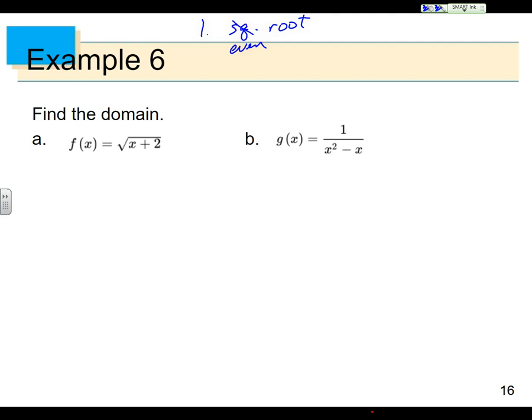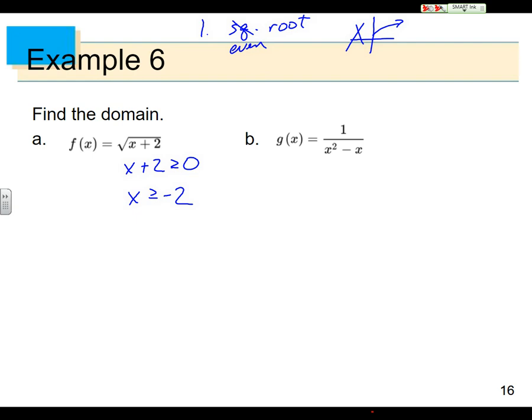If I have an even root, remember this is later on, but that's just going to be the graph of a swoop. Right? The graph of a swoop cannot go over here into the negatives, meaning that whatever is underneath my square root, I said my swoop, has to be greater than or equal to 0. Well, if I just solve this for x, I'm going to subtract 2 from both sides. I get x has to be greater than or equal to negative 2.